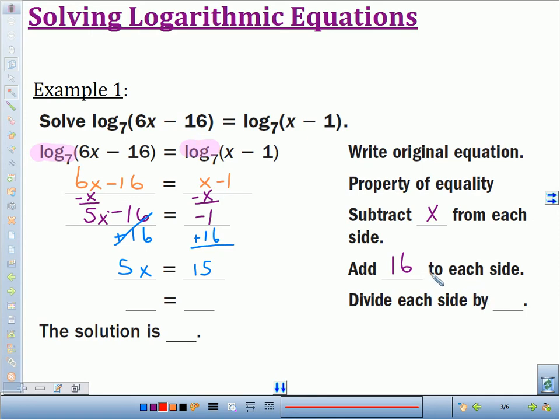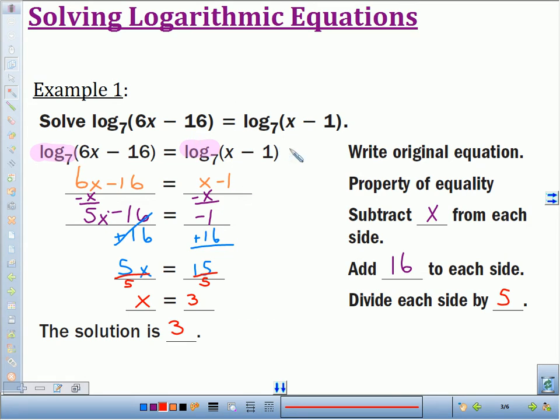Then, of course, we can divide each side by 5. Divide by 5, divide by 5, and x equals 3. So, most of this is just standard solving of an equation. The only trick was, I had log base 7 here, and I had log base 7 there. They went away.